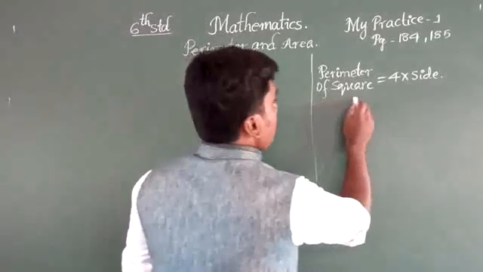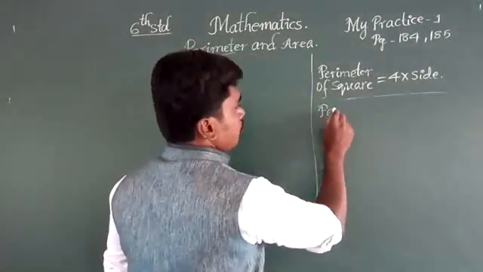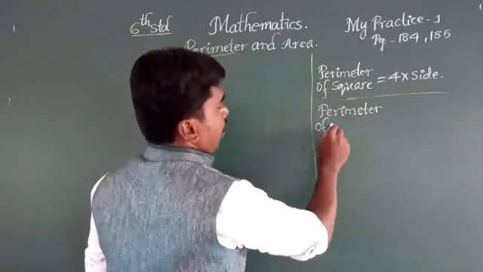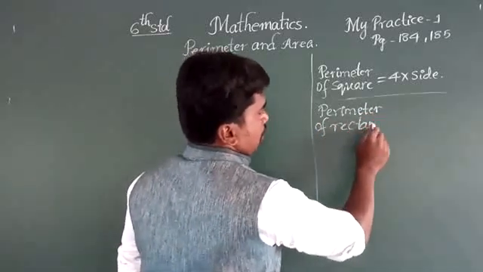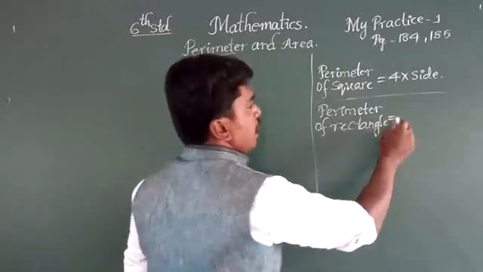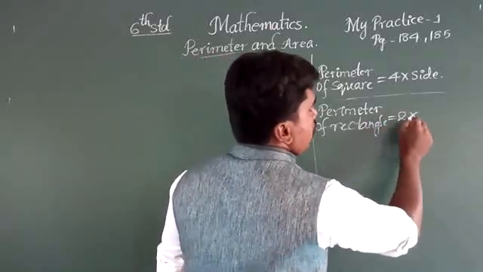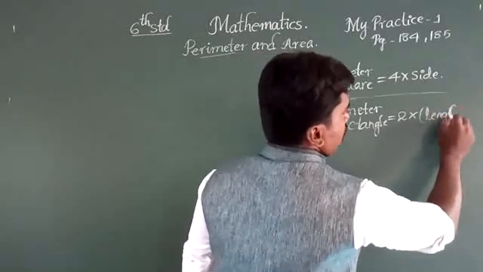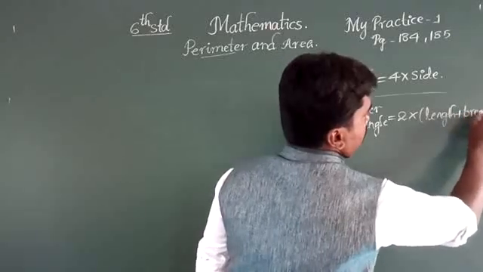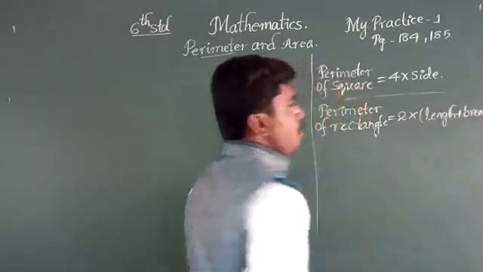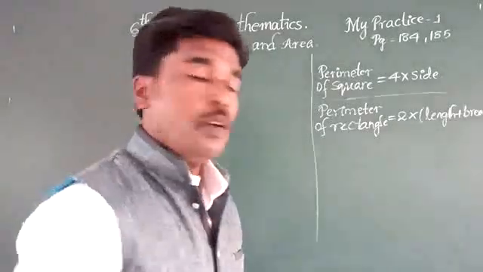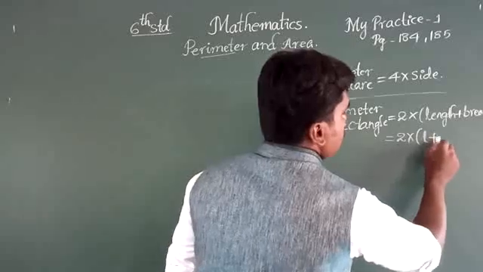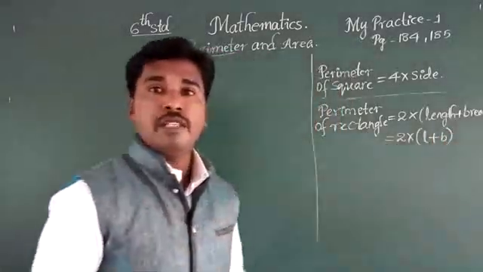Next, perimeter of rectangle. What is the perimeter of rectangle? It is 2 times length plus breadth. So it can also be written as 2 into L plus B.